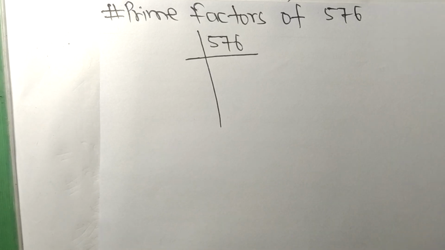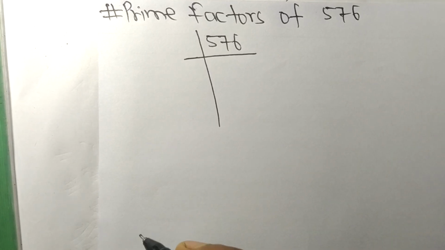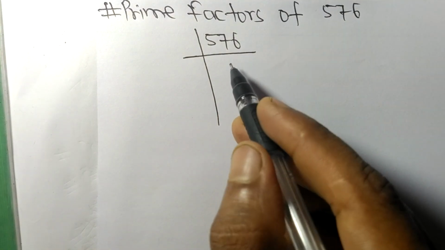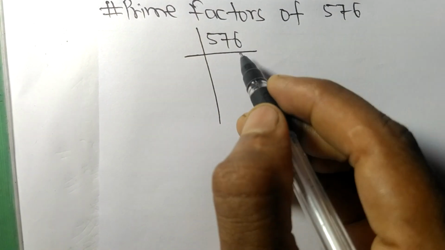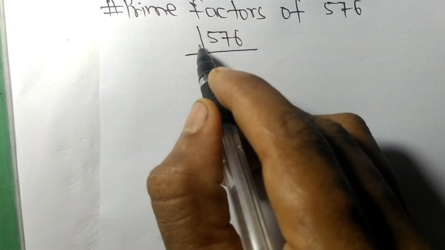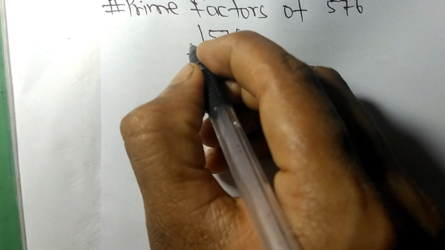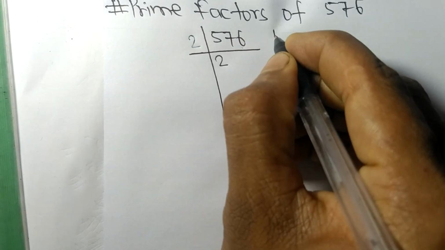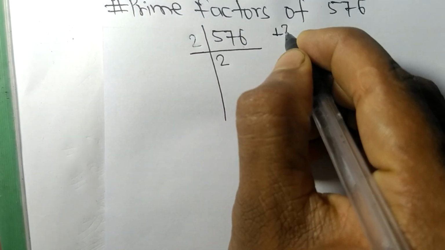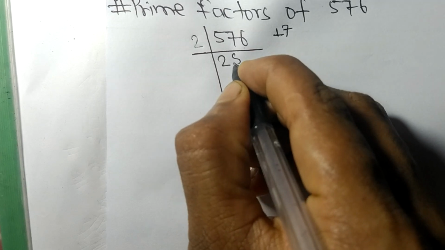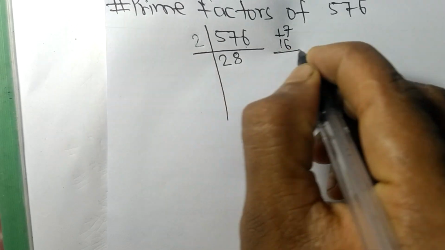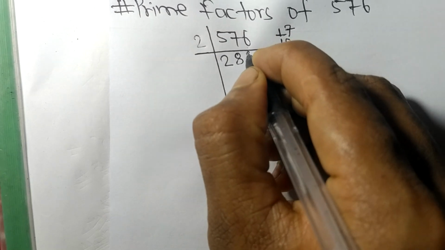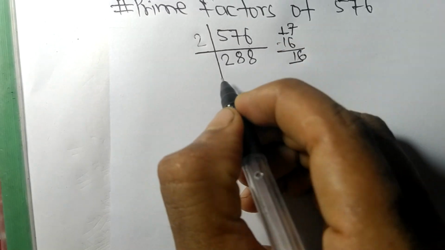So today in this video, we shall learn to find the prime factors of 576. So at last, it contains even number 6, so this whole number is divisible by 2. 2 times 2 means 4, remainder 1. And 7, 17. 2 times 8 means 16, remainder 1. And this 6, 16. 2 times 8 means 16.